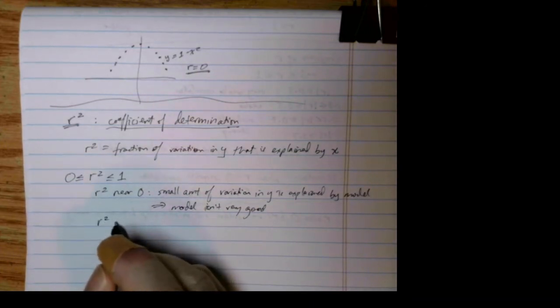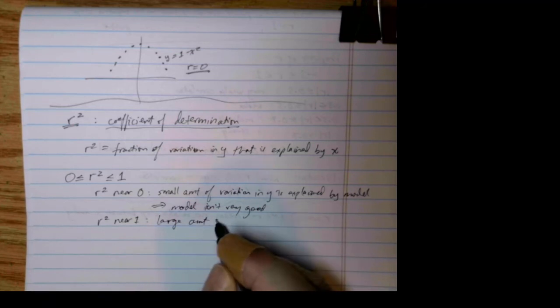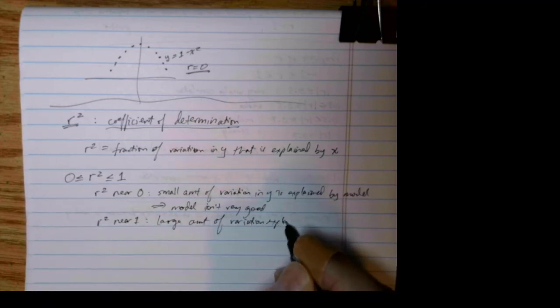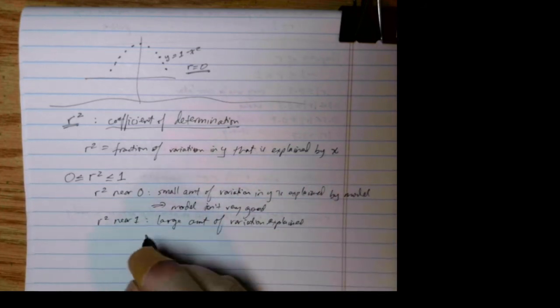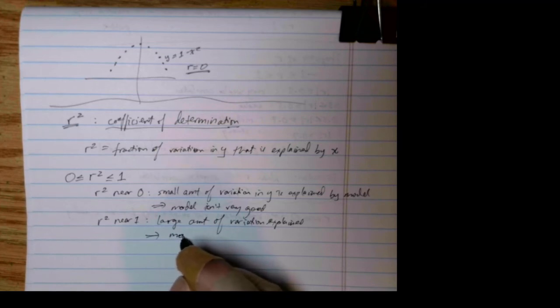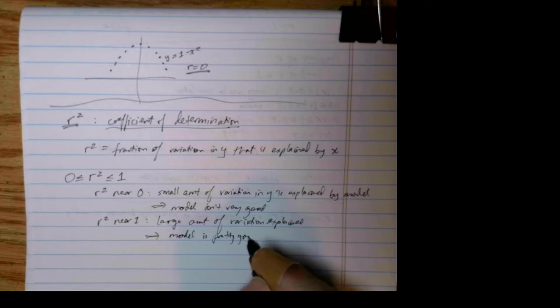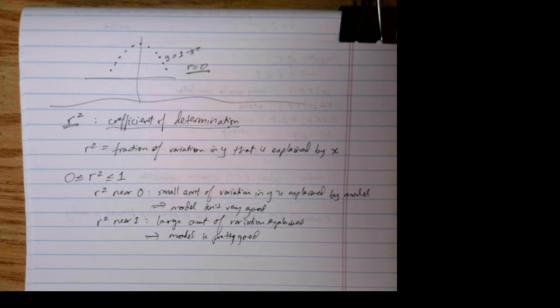When r squared is near 1, then a large amount of the variation is explained, and so the model is pretty good. Okay. Let's do a couple examples here. Here's the first one.